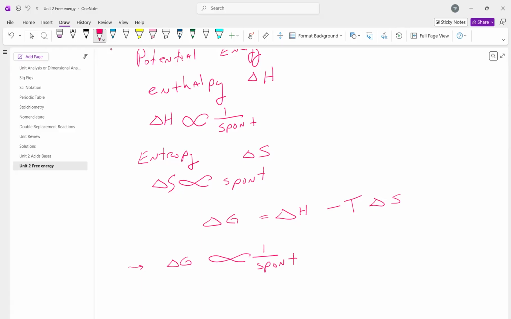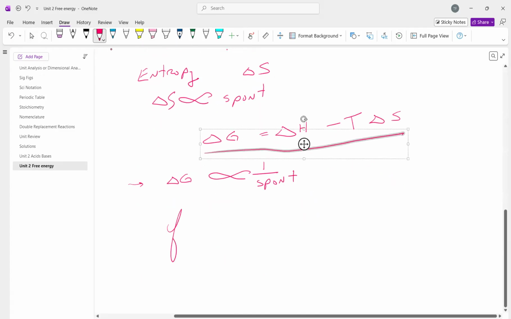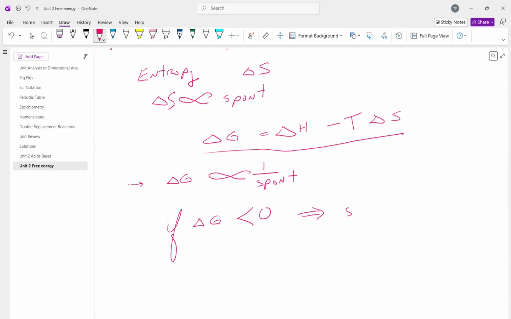Okay, so this is the mathematical relationship here. Now, if delta G is less than 0, it's spontaneous.